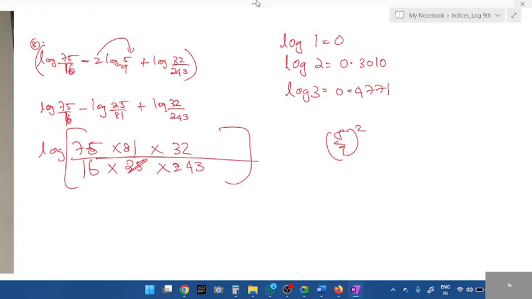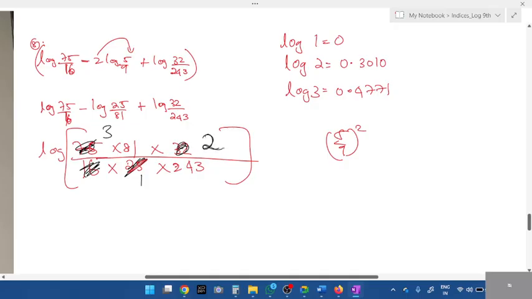How many times does 25 go in 75? 25 ones are 25, threes are 75. What about 16 and 32? How many times does 16 go in 32? 16 ones are 16, twos are 32. So you have 3 into 81 into 2 divided by 243. Reduce it.